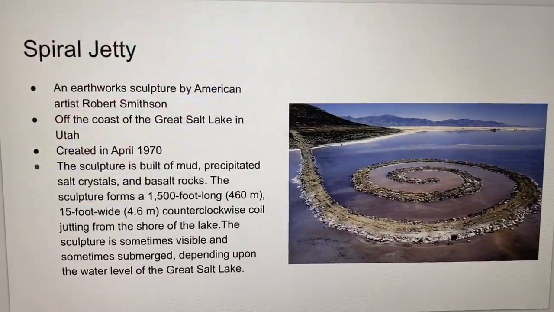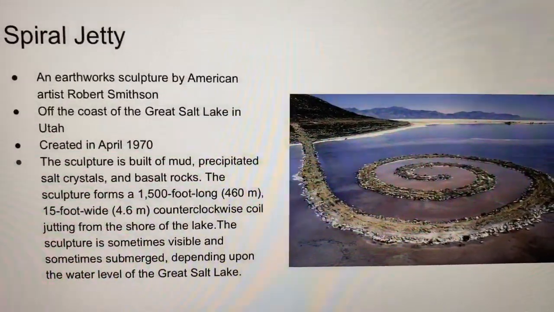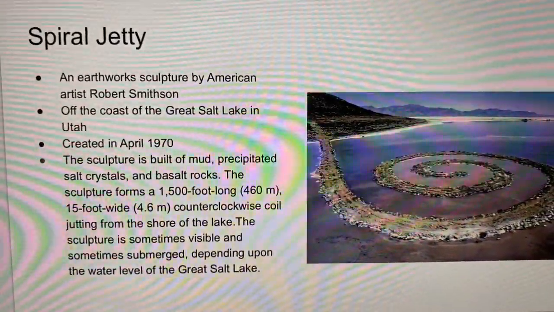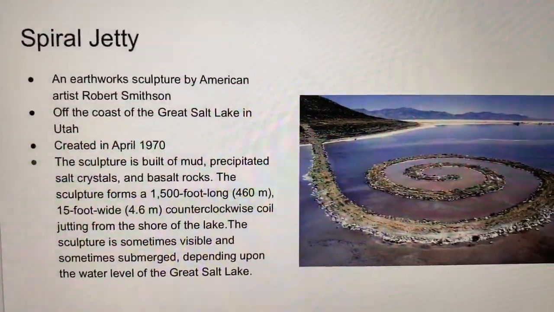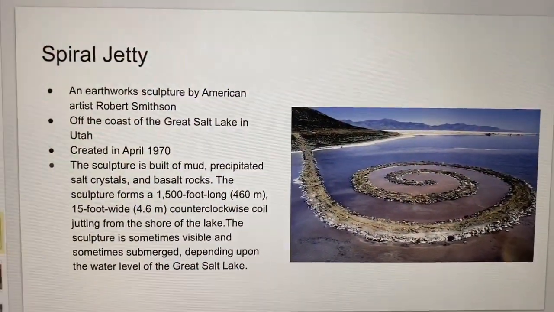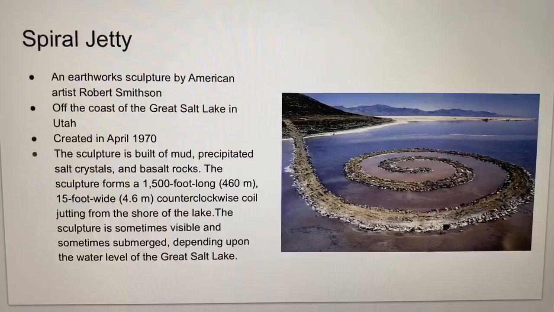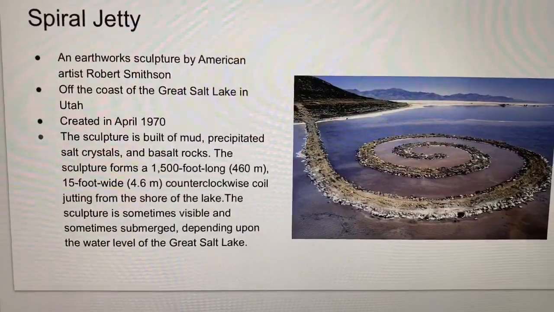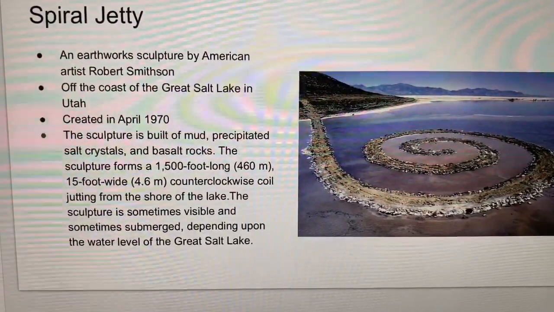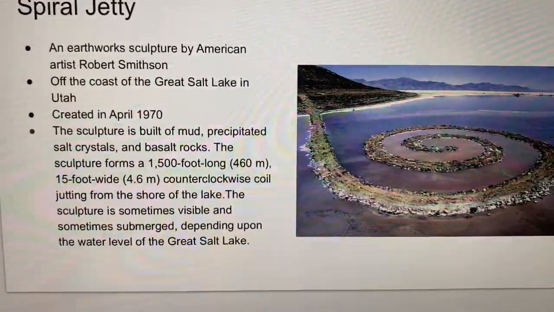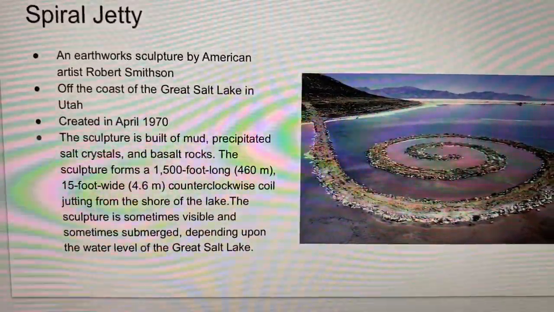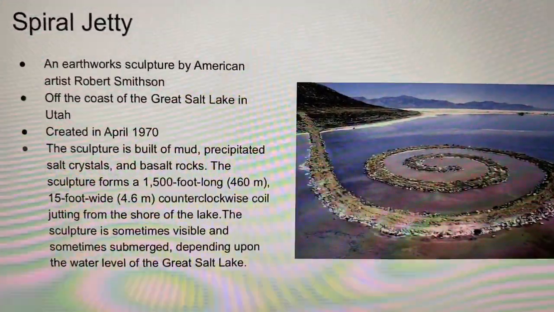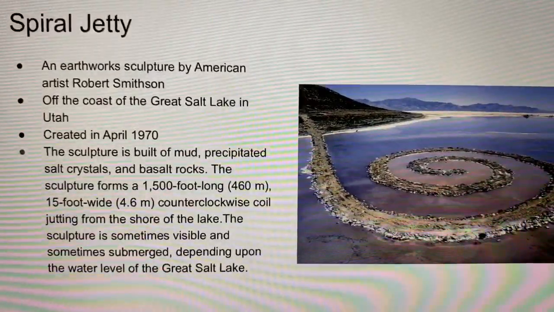I wanted to introduce to you the Spiral Jetty. The Spiral Jetty is an earthwork sculpture by American artist named Robert Smithson. It is off the coast of the Great Salt Lake in Utah. It was created in April of 1970, and the sculpture is built of mud, salt crystals, and basalt rocks. The sculpture forms a spiral 1,500 feet long and 15 feet wide. We've talked about spirals. At some points during the day, the spiral is submerged in water. Sometimes it is visible. It kind of depends on the water levels of the Great Salt Lake.